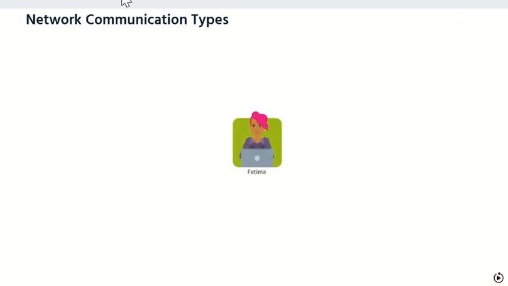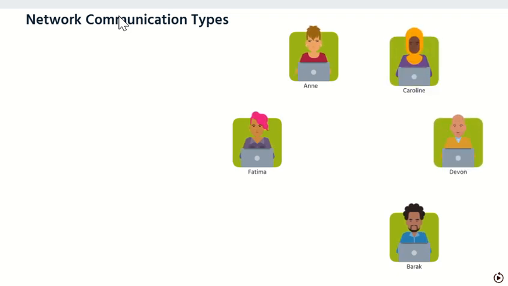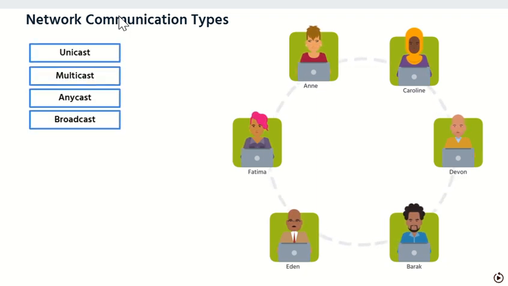Let's begin with a look at how computers communicate. Imagine we have a network of 6 computers. Each wants to communicate with the group or members of the group. In computer networking, there are 4 types of communication that can occur. Click each type to learn more.